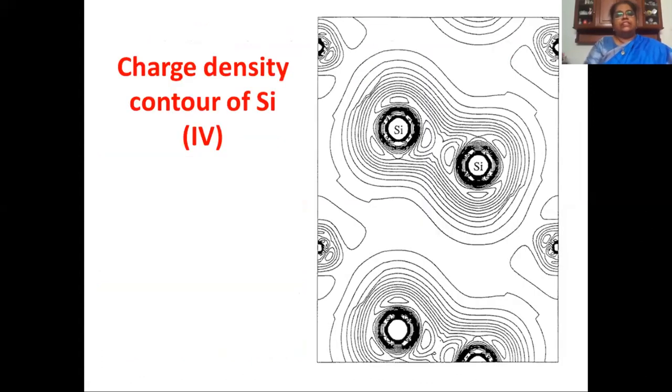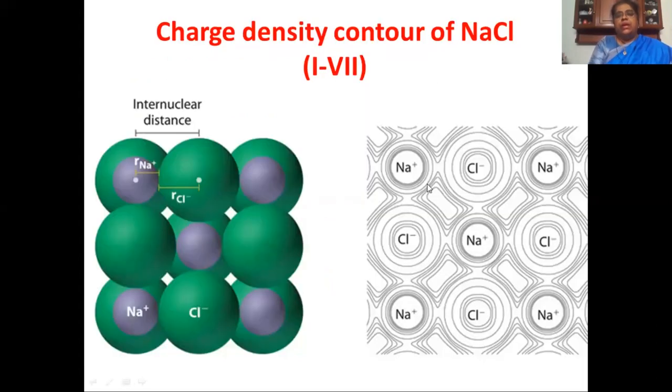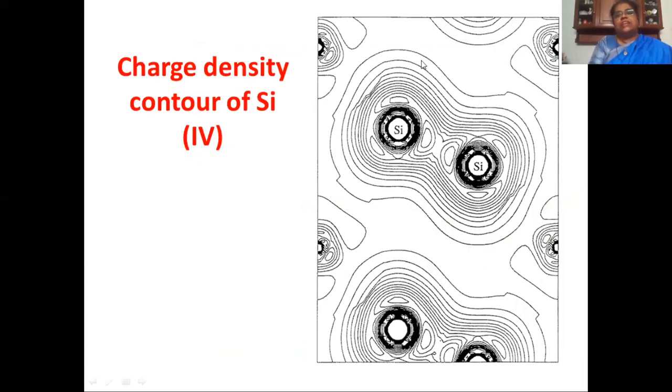Suppose I take silicon, which is a covalent solid. It belongs to the fourth group, and therefore it is because of the sharing of electrons. So now you look at this, the two silicon atoms forming the solid, and covalent, so sharing, and it is very much different from the previous one. This kind of circling would mean ionic character. Now you can look at this. This kind of an enclosing behavior, this contour, would mean the sharing of electrons, or covalent bonding in silicon.